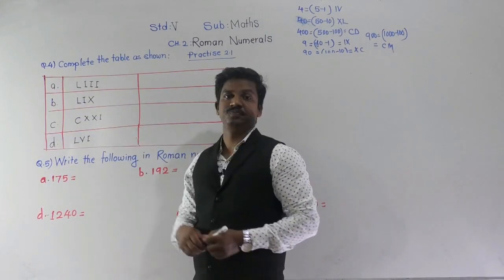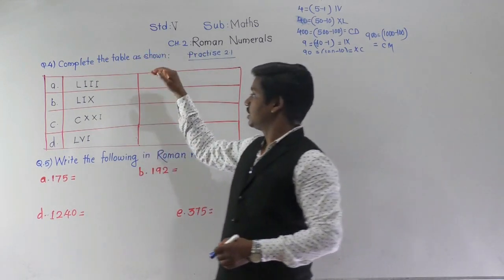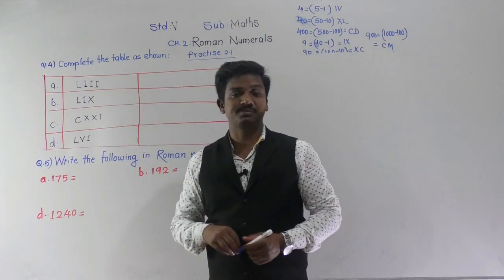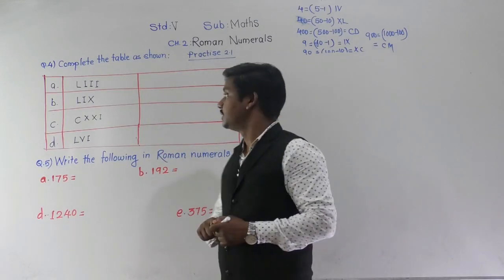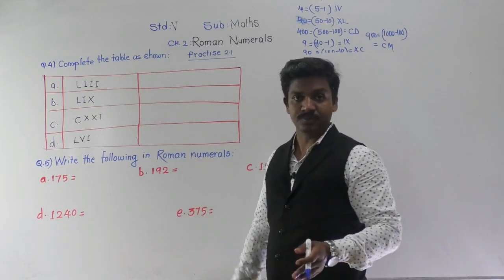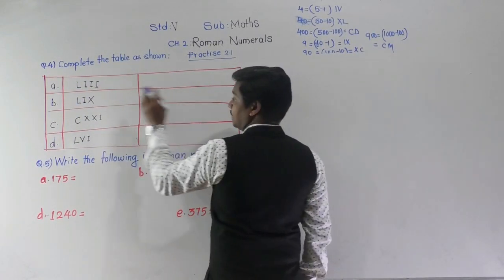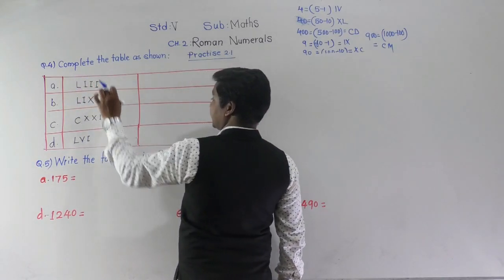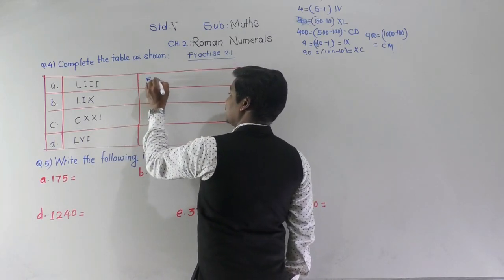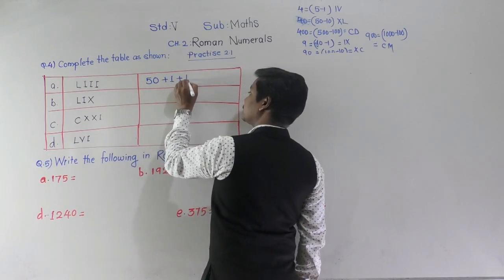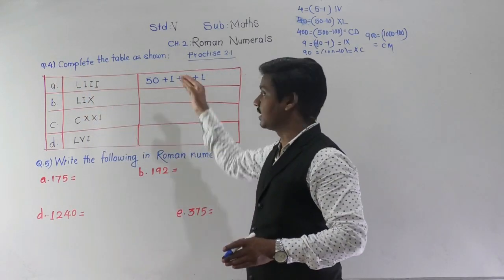Let's solve question number 4. Complete the table as shown. What we have to do in this question: here Roman numerals are given, we have to write them in expanded form, as we have seen, no? We have to write them in that form, in Hindu Arabic numerals. See, the first one is shown in the textbook. LIII means, according to the rule, we have to split them. L is the greater symbol and after that, III is repeating. That means the value of III will get added to the L. The value of L is 50, correct? Plus 1, plus 1, plus 1, correct? Because smaller symbols appear after the greater symbol, their value will get added.